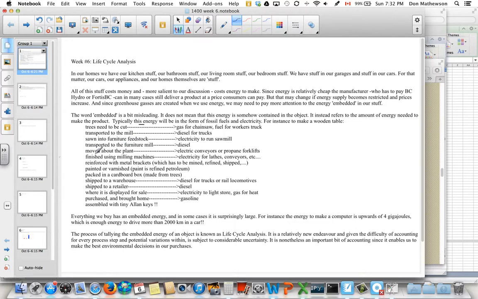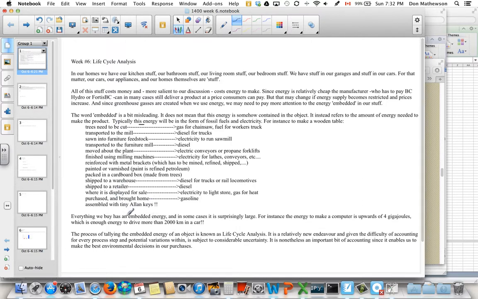Then you've got to move it around the plant, and again, there's electricity involved, and there's machines for lathing and finishing the wood. Then, of course, you've got to assemble your table, and typically that involves other ingredients like metal fasteners or brackets. There'll be paint, and that's refined petroleum. You'll pack it in a box. Again, that's made from trees. Then you got to ship it, so that takes more fuel. Then you've got to display it in the store, and that takes both electricity and natural gas. Then you've got to bring it home, and that takes gasoline. And then you've got to assemble it with those tiny little Allen keys, and they're made of metal. So again, all of this takes energy.